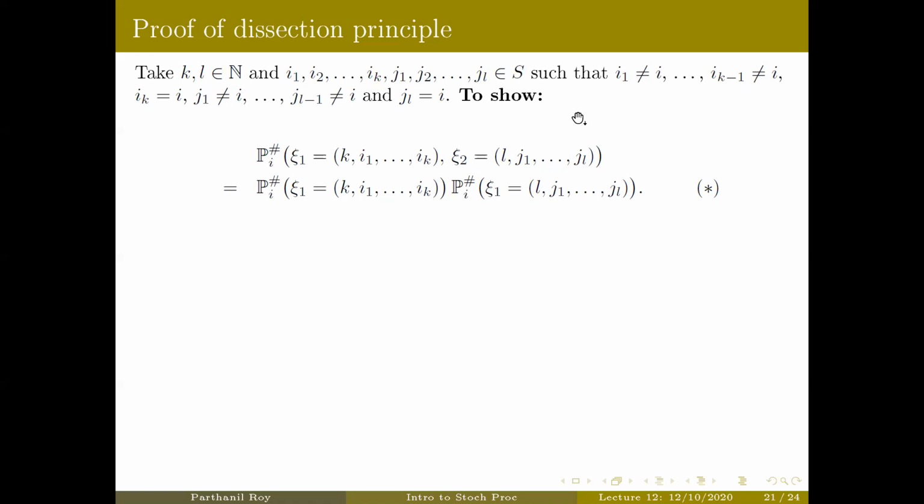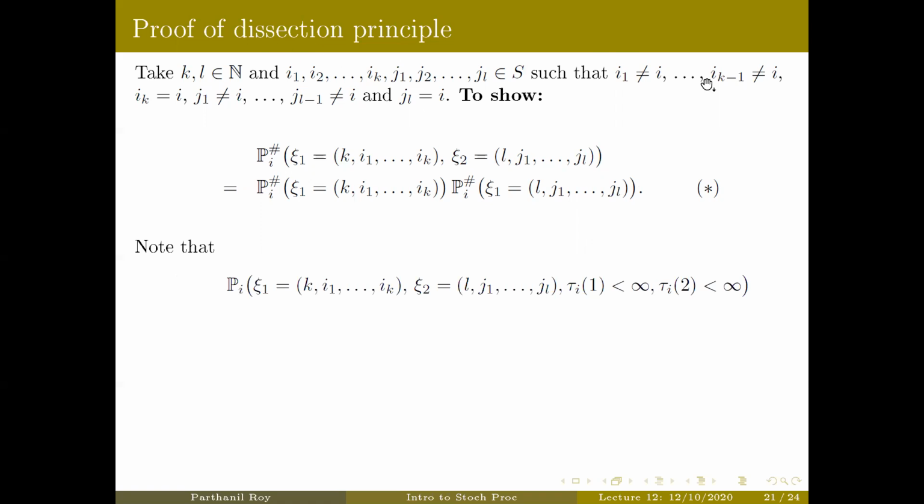We have to show that this joint probability equals the product of these two marginal probabilities. So that's our star. We have just told why this is enough, because in the other case, left hand side and right hand side of star are both 0, and therefore trivially star holds.